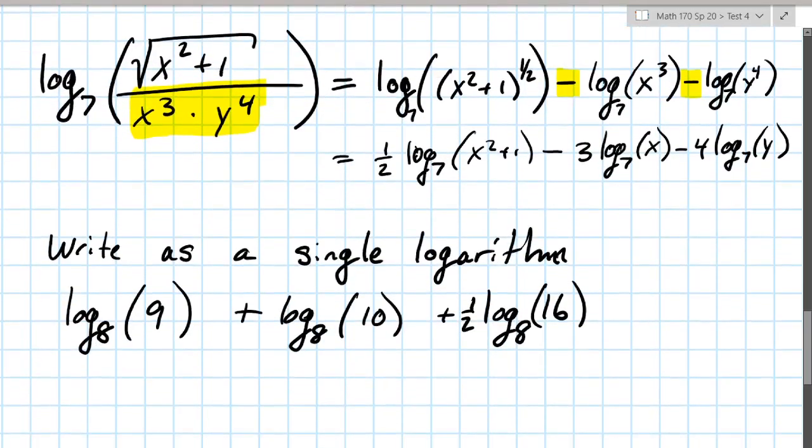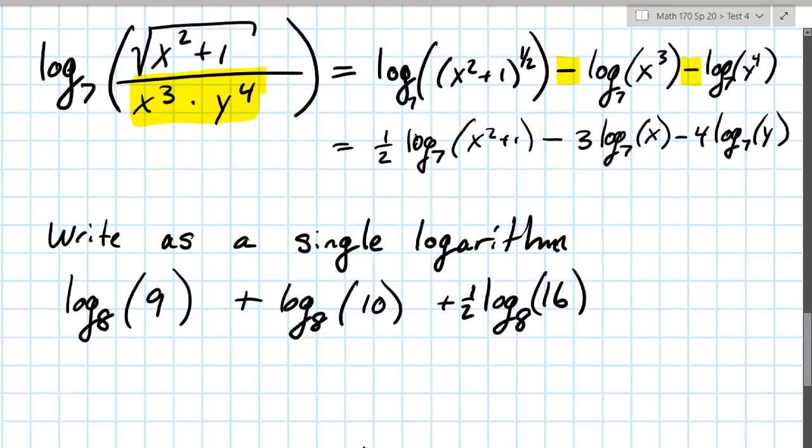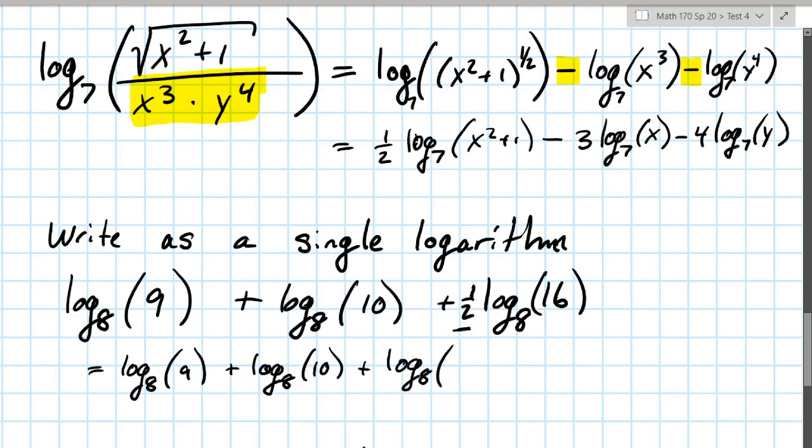Next, we want to go in the other direction, and we want to combine these together and write it as a single logarithm. Like I said previously, we need to deal with any coefficients that we have first. So I have a coefficient there, so I'm going to rewrite it. Log base 8 of 9 plus log base 8 of 10 plus log base 8 of the square root of 16. So I went from a coefficient to a power.